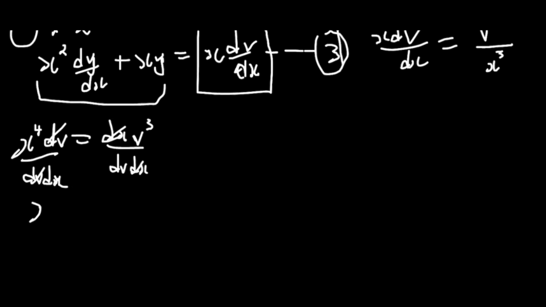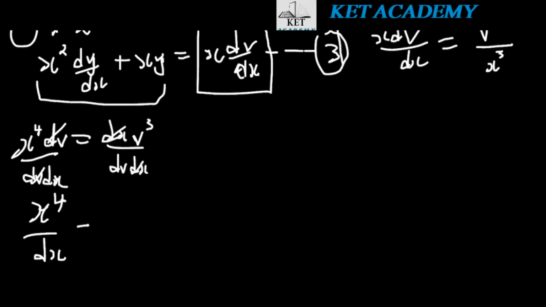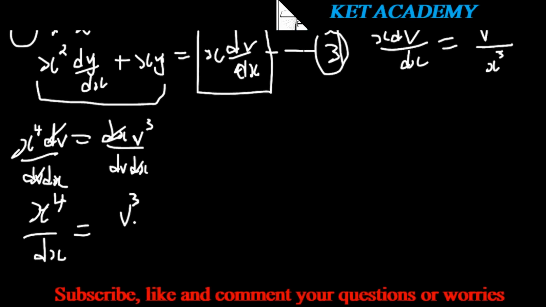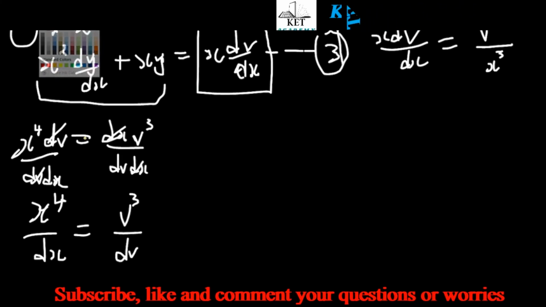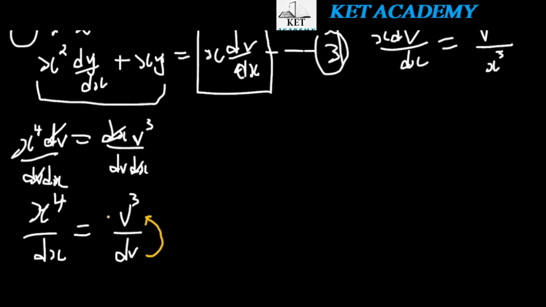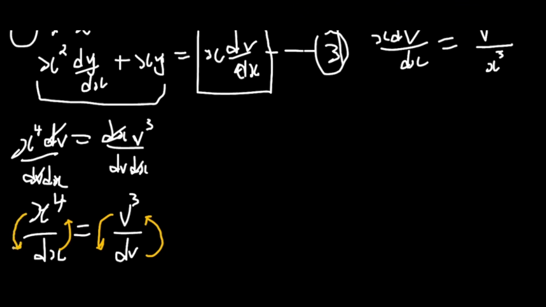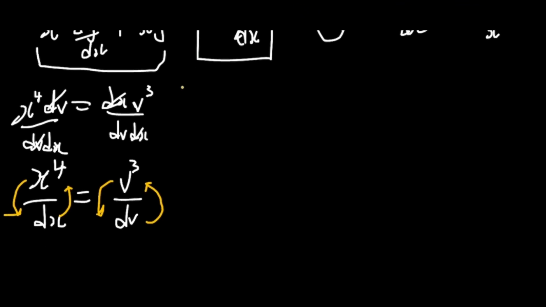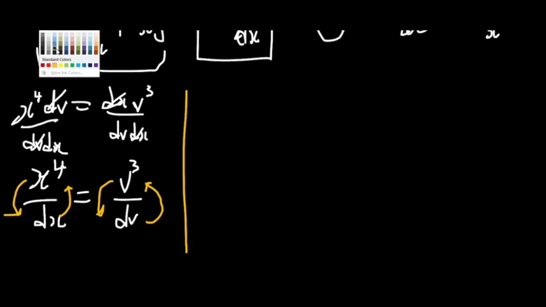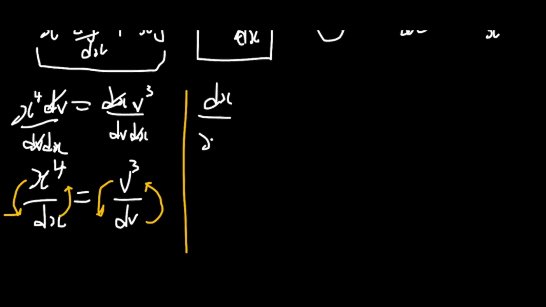So we're going to have x to the power 4 divided by dx equals v cubed divided by dv. So now we're going to reciprocate, and whatever we do on the right hand side, we're going to do on the left hand side. So we're going to reciprocate our function. Now reciprocating our function, finally we're going to have dx all over x to the power 4 equals dv all over v cubed.